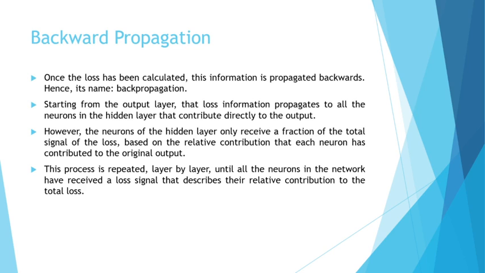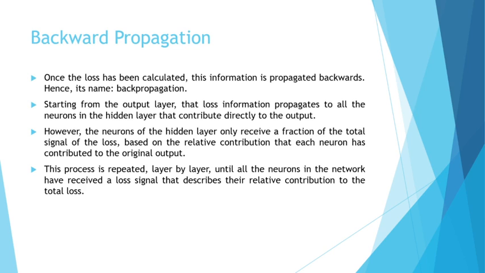Now, coming to the last step of this learning, that is the backward propagation. Once the second step is completed, that means the loss has been calculated, then that information is propagated backward. The name itself tells you the thing: starting from the output layer, the loss information is propagated to all the neurons in the hidden layer that contribute directly to the output layer.